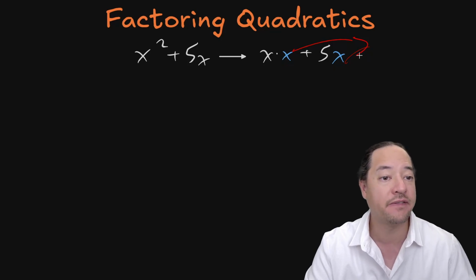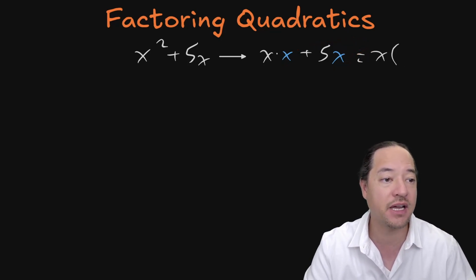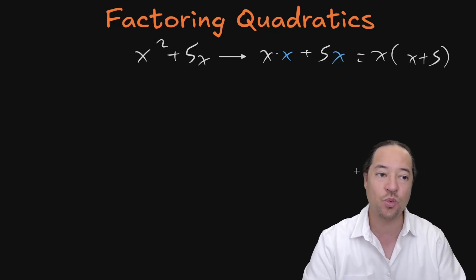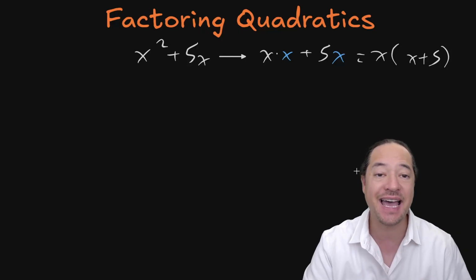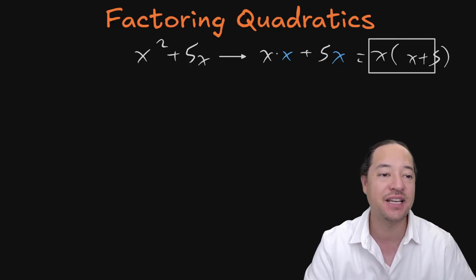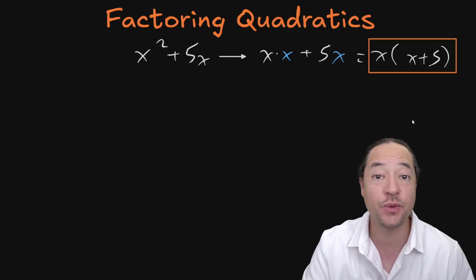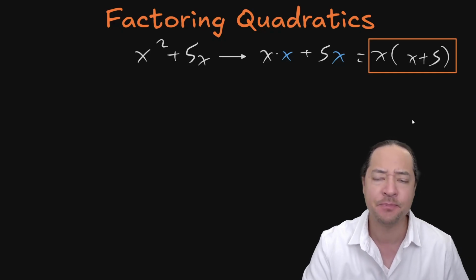And so if I factor an x out of both of those two terms, I'm going to get x times x plus 5. This is what the factored form of this quadratic is going to be. That is not so hard. We can get it. And that's how we learned to do it last time.